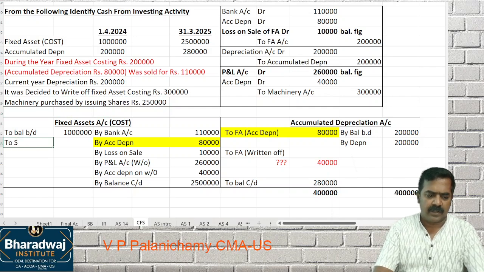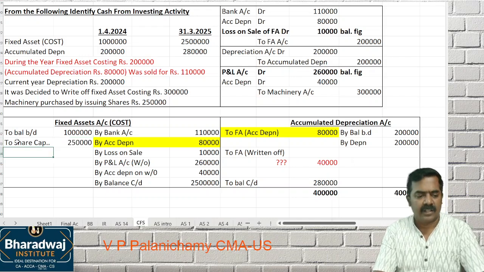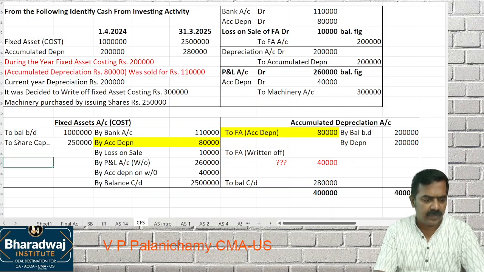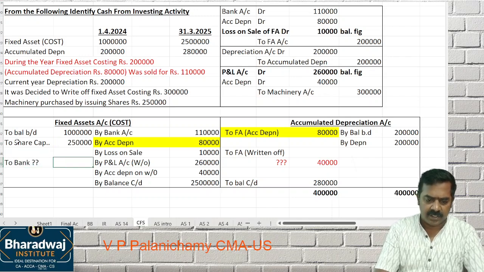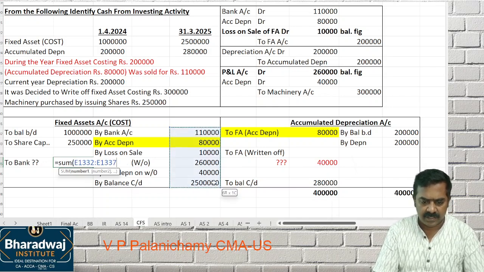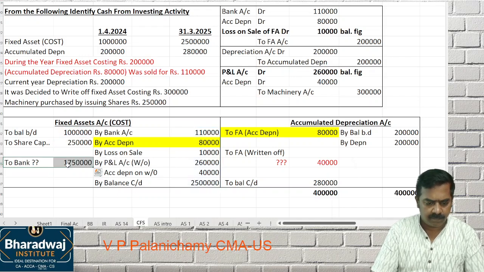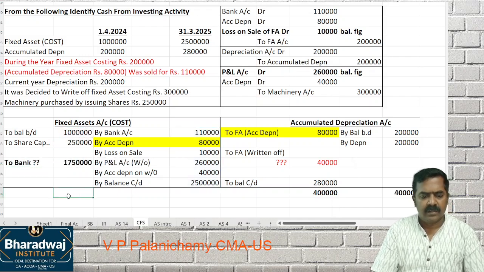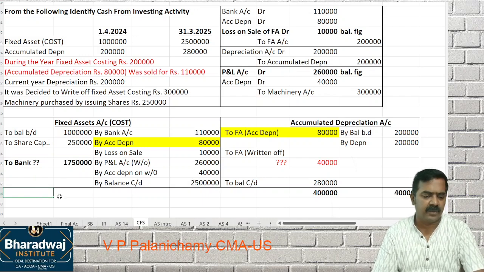Machinery was purchased by issuing shares. Fixed assets account debit to share capital. We issued how much? 2,50,000. We tally this, you will get bank purchase of fixed asset as a balancing. Wait. In the investment activity, what will come?